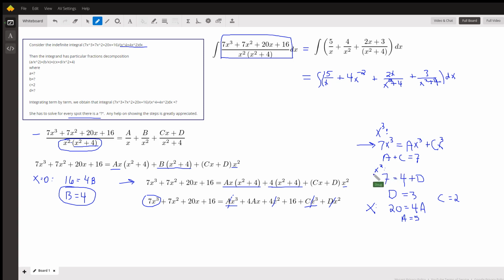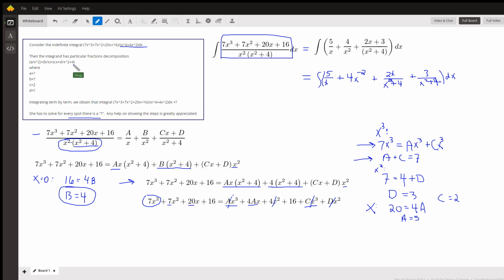Now if we search for the x squared terms, on the left the coefficient is 7. On the right we've got a 4x squared and a Dx squared. So 7 equals 4 plus D, so D equals 3. And finally, if I look for the terms containing the variable x, I've got a 4Ax. Oh, that's the only one. That has to equal 20. 4A has to equal 20, so A equals 5. And if A equals 5, I can come back to here and say, if A is 5, C is 2.